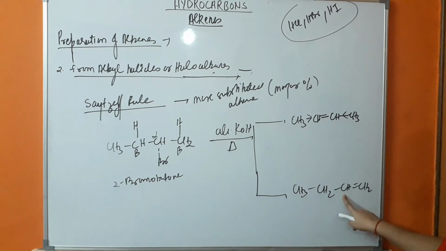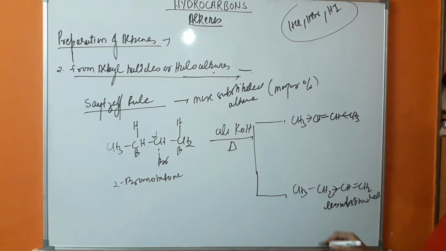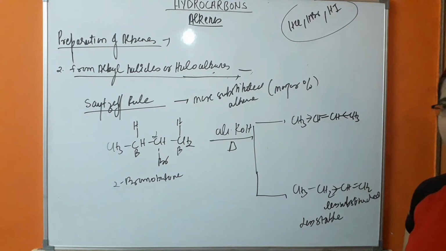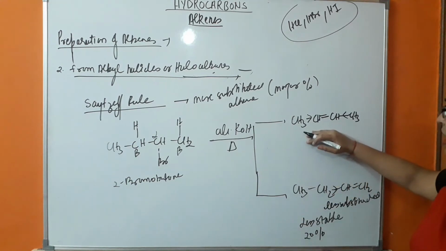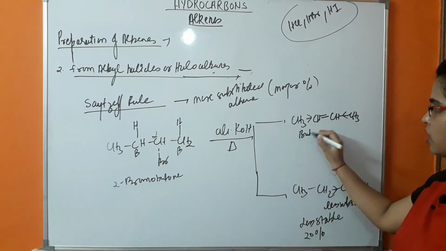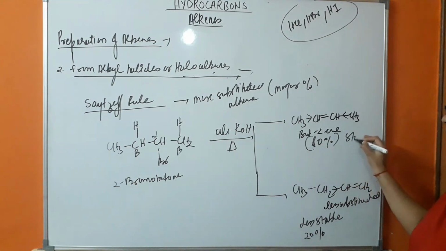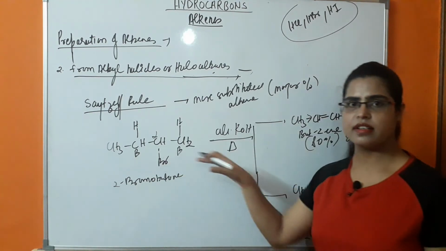In this case, one carbon is attached to an alkyl group, but the other carbon is not attached to an alkyl group. So this is less substituted. So it means it will be less stable. This alkene will be less stable. So the percentage of this alkene in the mixture will be 20%. Whereas this alkene is more substituted, which is but-2-ene. So the percentage will be 80% because of the stability. Okay, so this is known as Saytzeff rule.